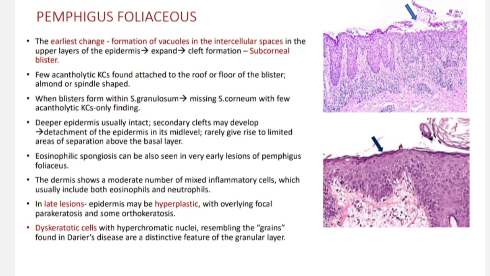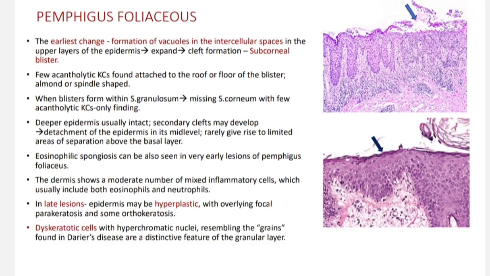Then pemphigus foliaceus. The earliest change in pemphigus foliaceus is formation of vacuoles in the intercellular space in the upper layer of epidermis. These vacuoles may then expand, leading to cleft formation, forming subcorneal blisters. Few acantholytic keratinocytes may be found attached to the roof or the floor of the blister, and these may be almond or spindle shaped.